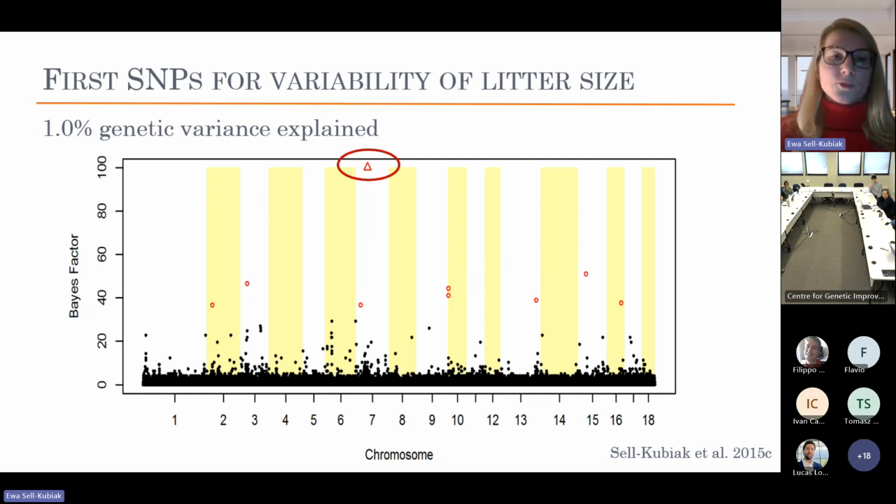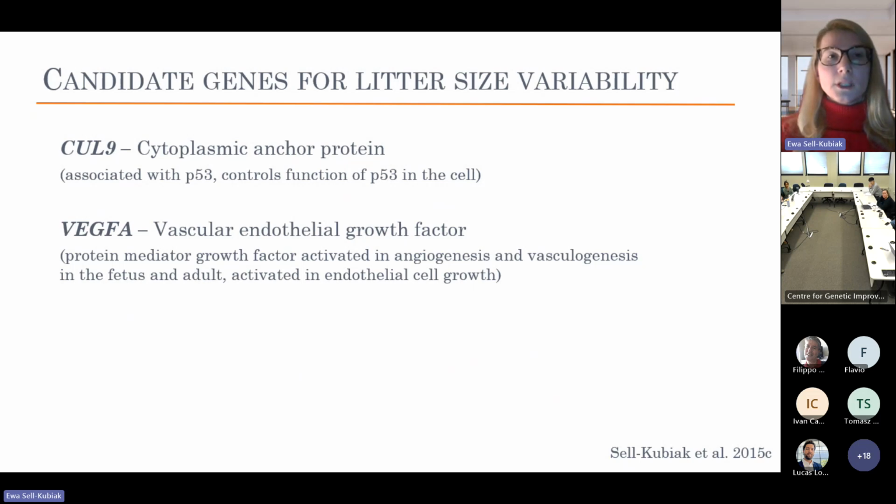In this work that I'm referring to, I also showed the very first SNPs associated with variability of litter size in pigs. As you can see, not many SNPs in this GWAS study pop up as significant. Actually, only this one red triangle could be fully accounted as a significant SNP. As you can see, it's not p-values as you normally see with GWAS studies, but Bayesian factor, because I used a program that used Bayesian statistics to get this GWAS. And I got quite interesting candidate genes on chromosome 7 for variability of litter size.